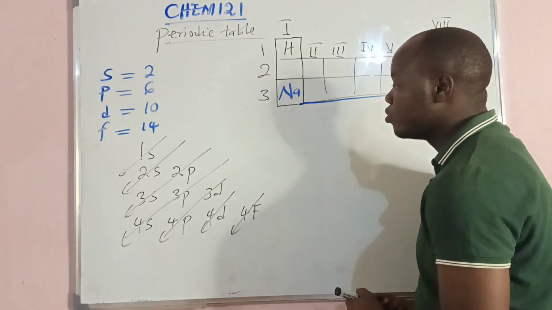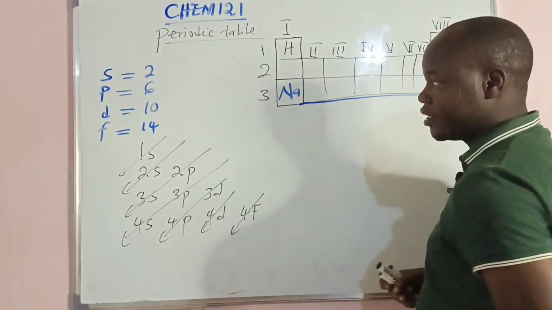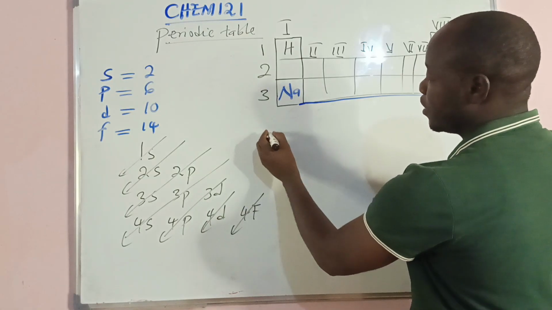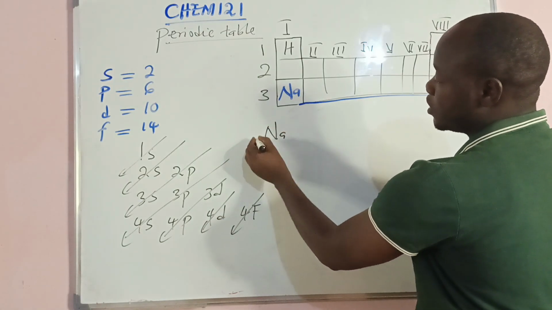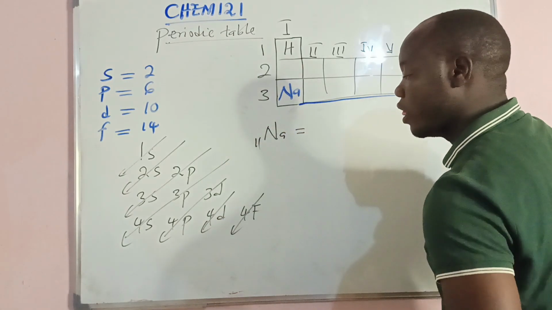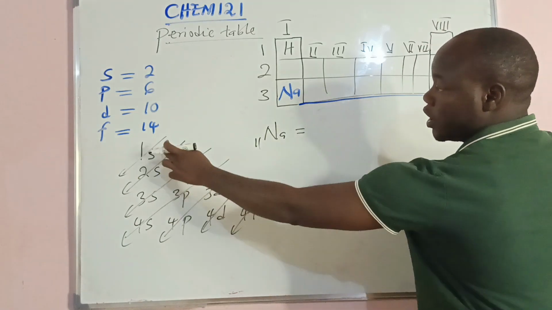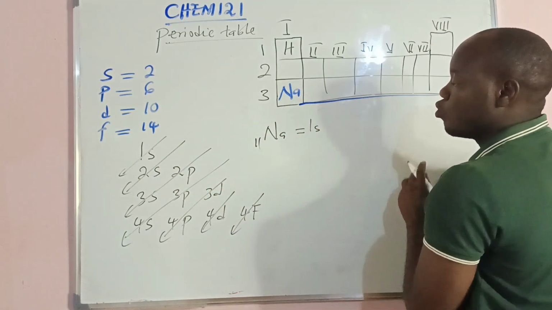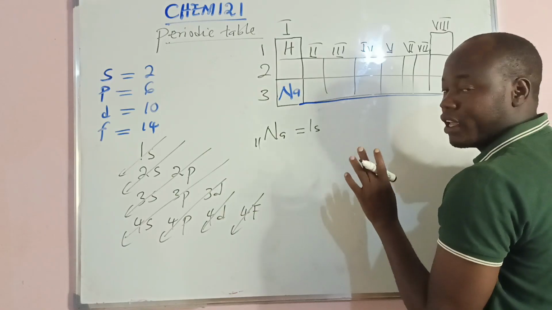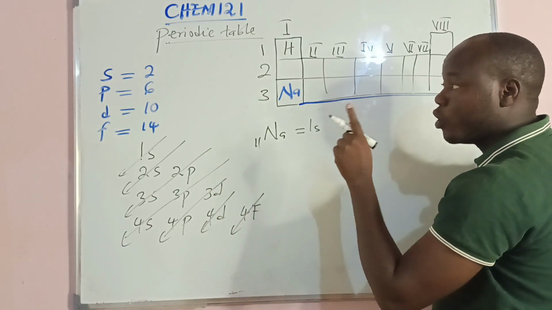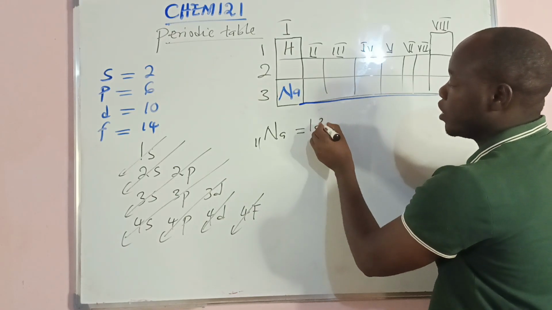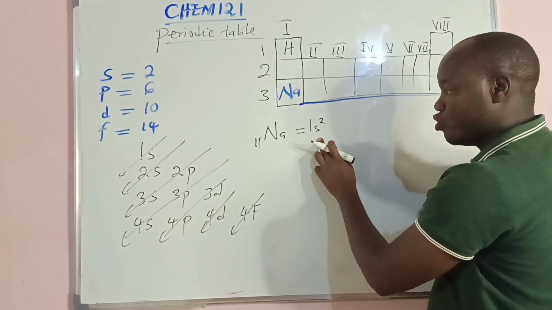So let's see now. Let me take sodium. The atomic number of sodium is 11. Of course, we start with 1s, and s accommodates a maximum of only 2 electrons. So we have 1s2 here. So we finish with 1s.